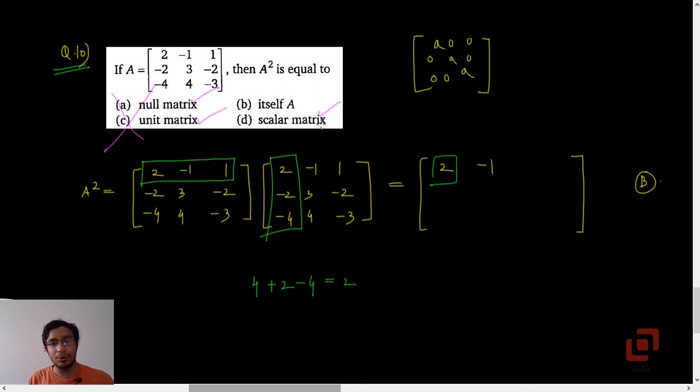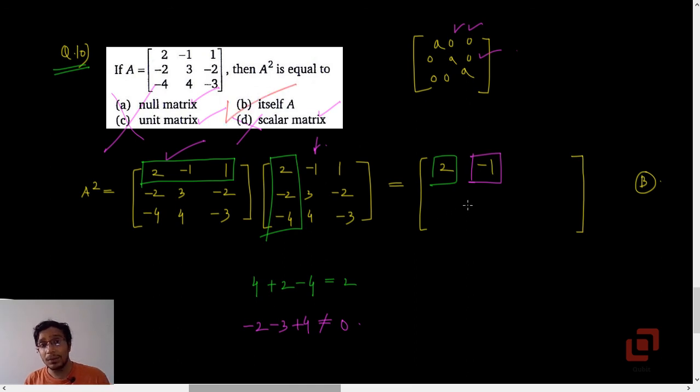As I told you, for a scalar matrix all other entries should be zeros, so it's enough to check the next entry, which is in the first row, second column. So stick to the first row of A and consider its second column. 2 into minus 1, minus 2, plus minus 1 into 3, minus 3, plus 1 into 4. Here itself you realize that it is not equal to 0, so it cannot be a scalar matrix, so it is A itself.